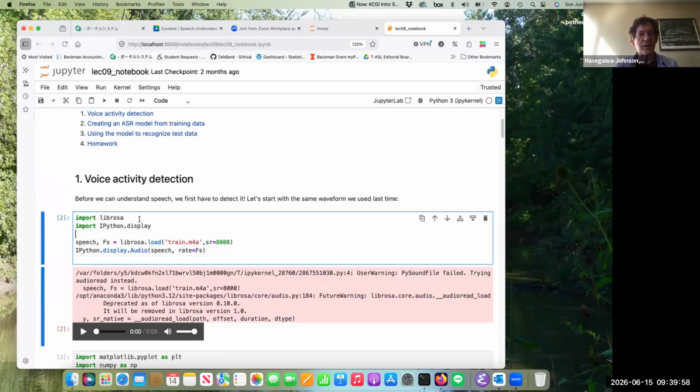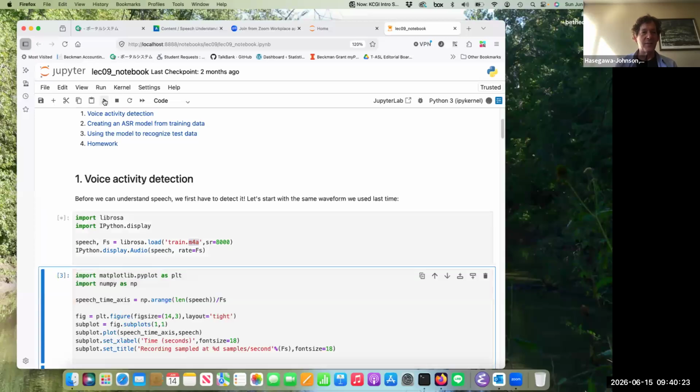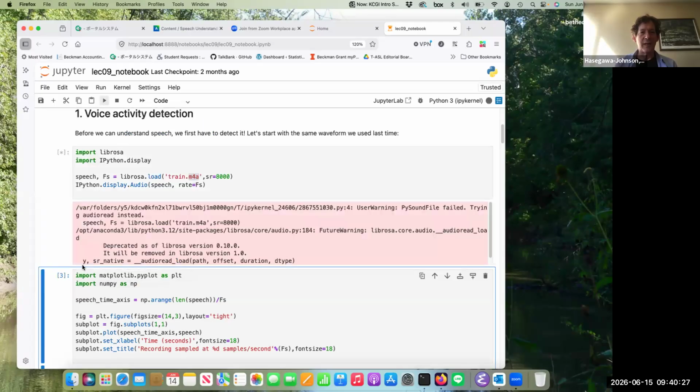First of all, I'm going to import, again, the Librosa package. This is the package that we use when we want the most flexibility possible in doing audio signal processing. And I'll use that to read in a waveform file called train.m4a. Remember, Librosa is the only standard Python package that I know of that can read in M4A and MP4 files. So let's see if this works. Let's see if it'll import Librosa and then import the IPython display and then allow us to play it.